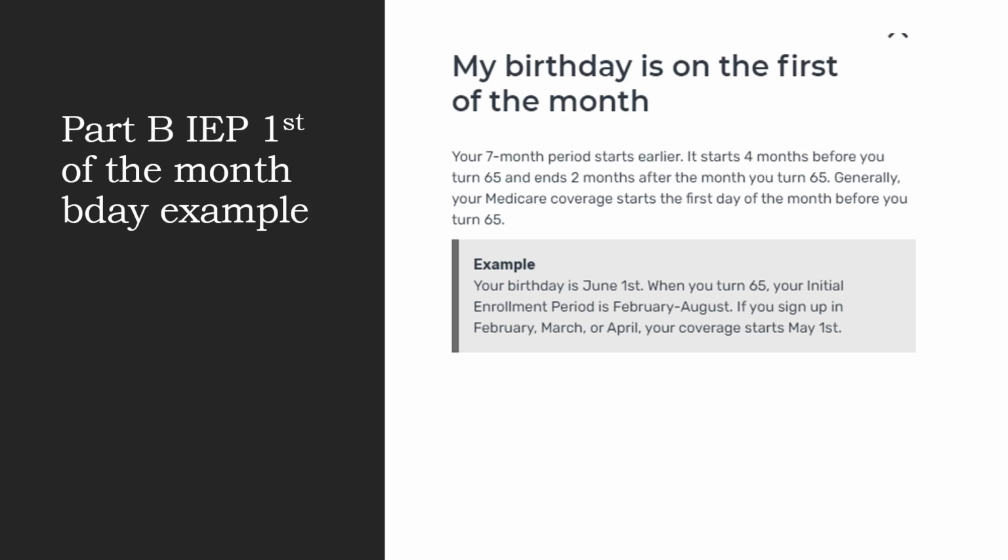Okay, so one of the strange things about Medicare Part B is if your birthday is on the 1st of the month, Medicare coverage can start the month before your birthday. So for example, if your birthday is June 1st, when you turn 65, your initial enrollment period actually begins in February instead of March and runs till August. Therefore, if you sign up for Medicare between February, March, or April, your coverage will actually start May 1st instead of June 1st.